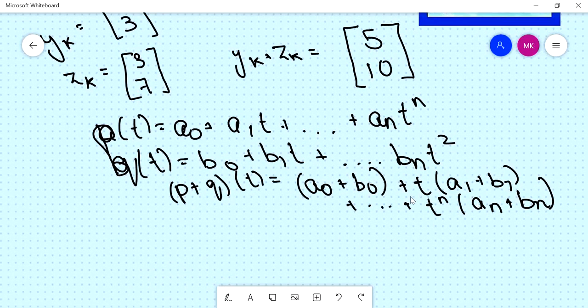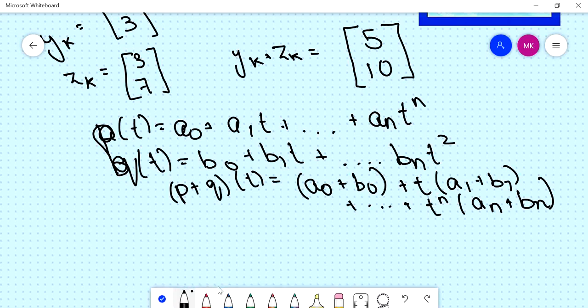and this will also be in that vector space because this is effectively also a polynomial of degree at most n. This should have been t to the n here. I made a mistake, so this should have been t to the n.